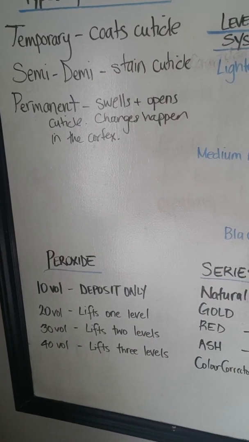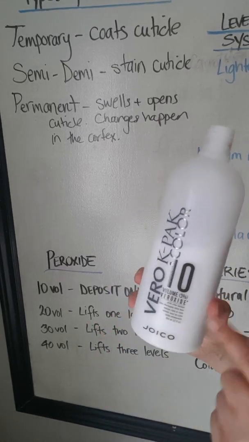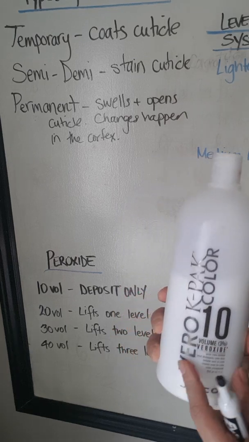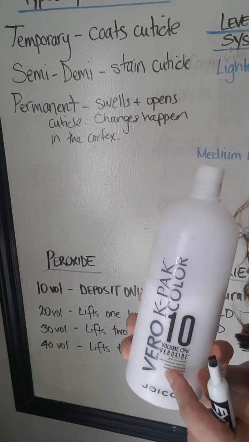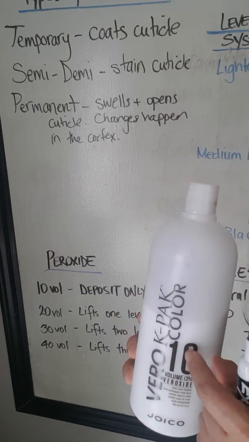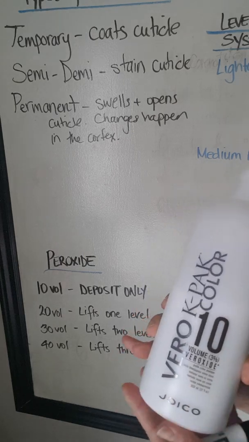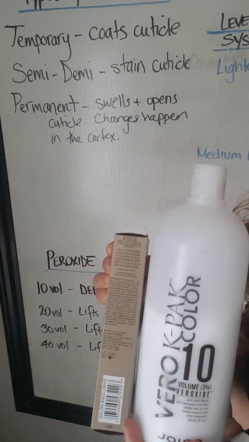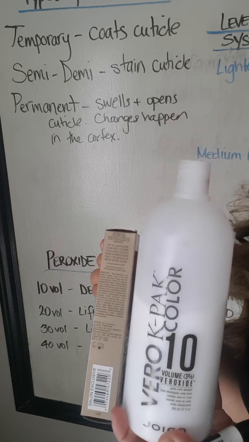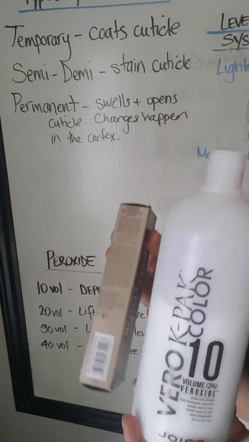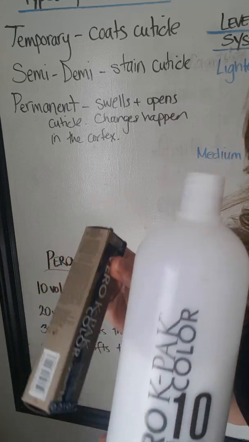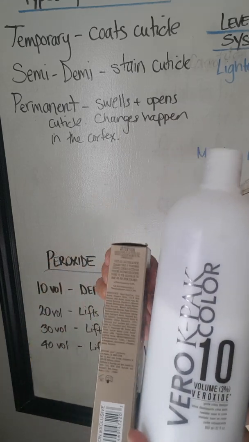Peroxide, I'll show you one example here, is a developer. It comes in cream or liquid. Some color companies offer it as a gel as well. But peroxide is a developer that mixes with a tube of color. Okay, so you would mix the two together, and as the color is exposed to the oxygen, it starts to work and oxidize, and that's how it works.